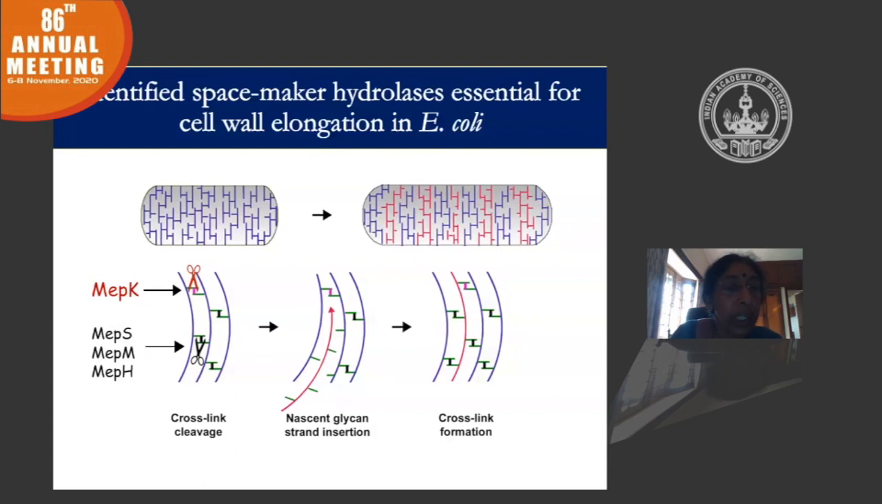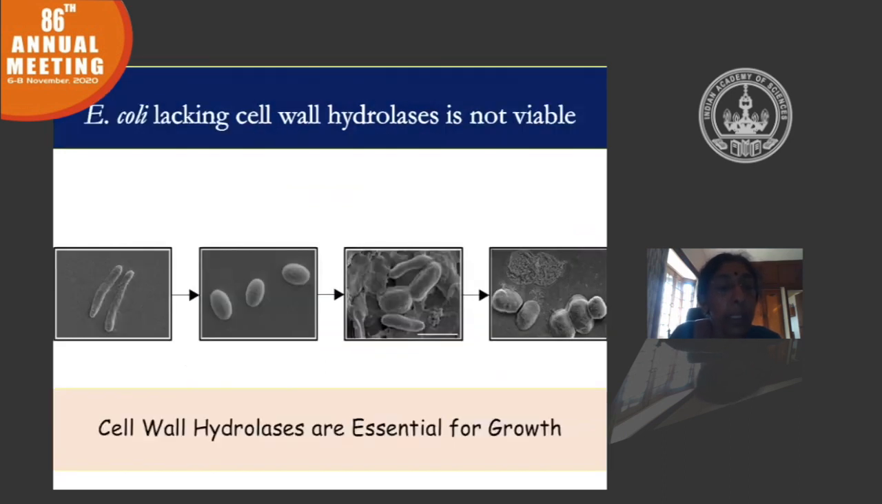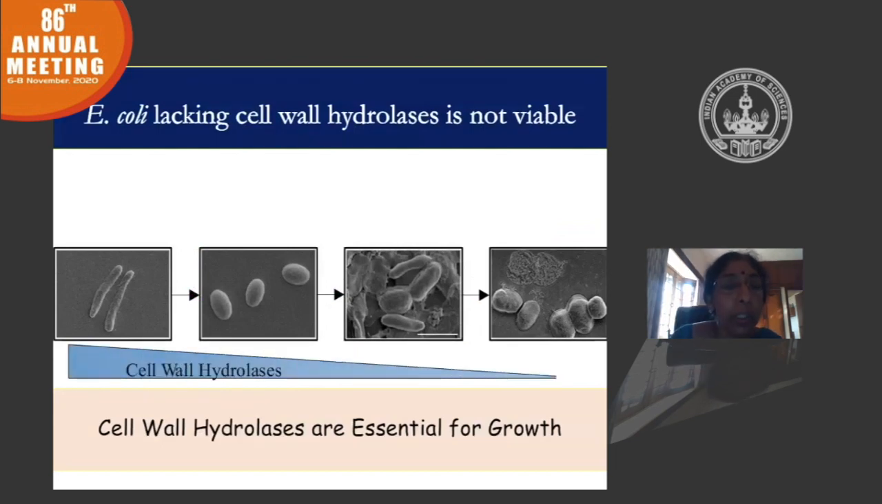Now, you can see in this schema the cleavage happens. The new synthesis, which is indicated by this red arrow here, happens immediately, which means the crosslink cleavage should be extremely coarse. So this is an E. coli mutant lacking those cell wall hydrolases. You can see that on the left side is a wild type E. coli cell. In the mutant of the cell wall hydrolases, the cells lyse rapidly, showing that these hydrolases are essential for growth.